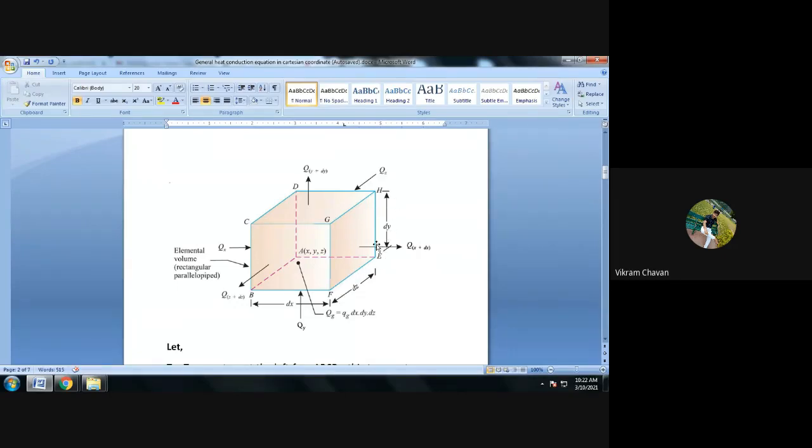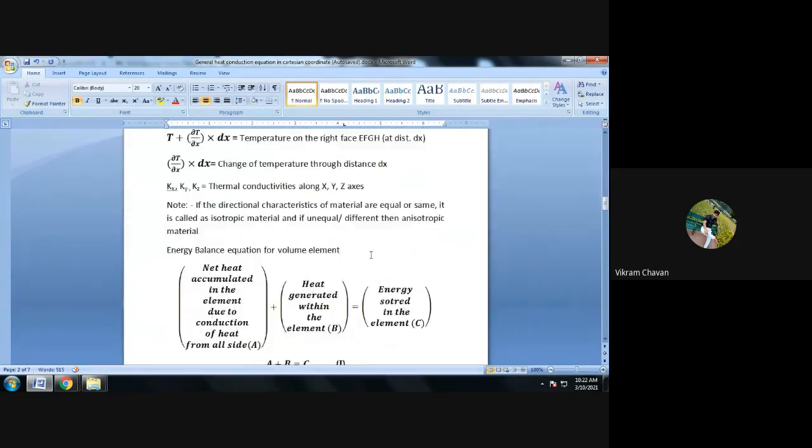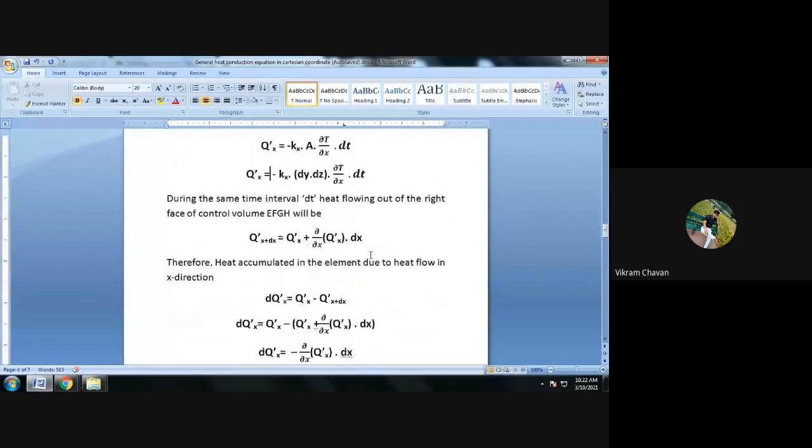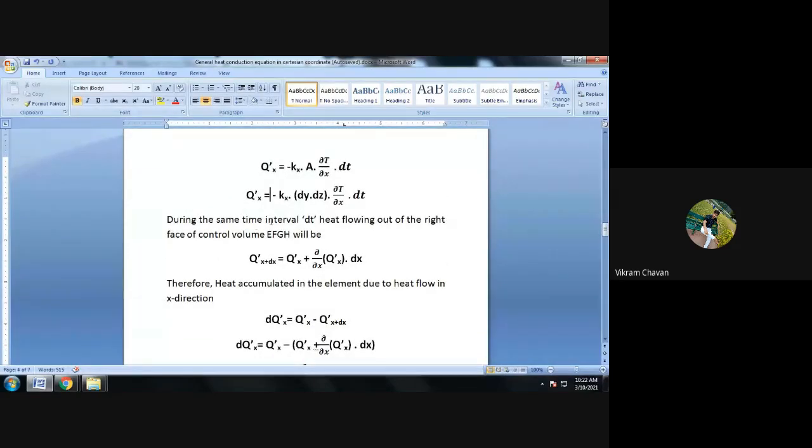In the same time period, the amount of heat going out of the element is Q suffix x plus dx. Whatever heat goes out from this face, we have to give it a nomenclature, and that nomenclature we are calling Q suffix x plus dx. The same nomenclature we are using in the derivation also. So let us consider: during the same time interval dt, the heat flowing out of the right face of the control volume EFGH will be Q dash suffix x plus dx.